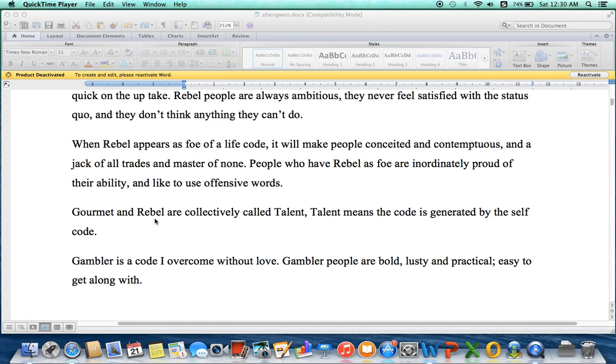And gourmet and rebel are called talent. Talent means the element or the code that is generated by the self code. For example, if I'm water, then my talent would be wood because water generates wood.